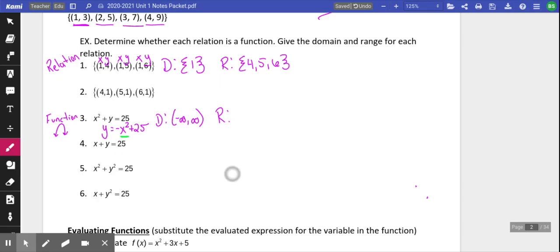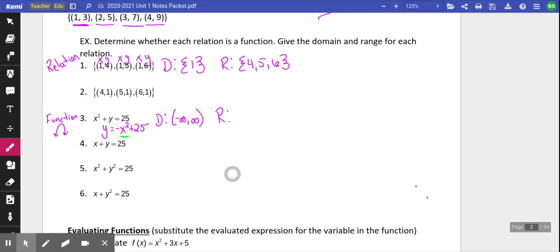And then we negate it. So that means that overall, negative x squared has to be a negative number, because x squared has to be positive, and then we negate it. So that means negative x squared has to be negative or 0, and then we add 25.